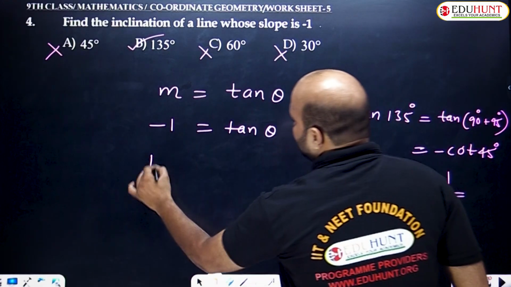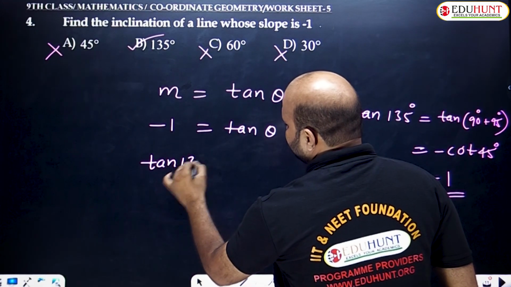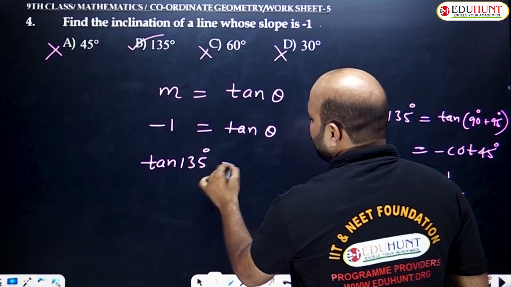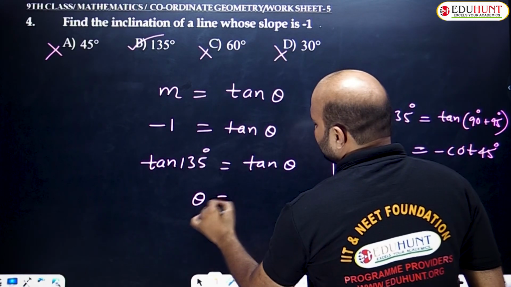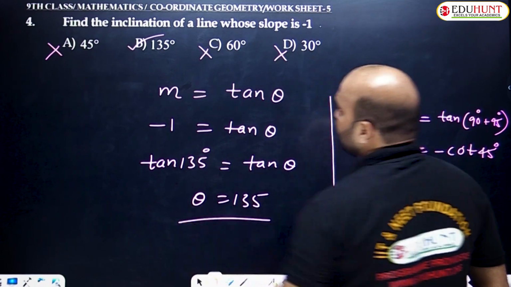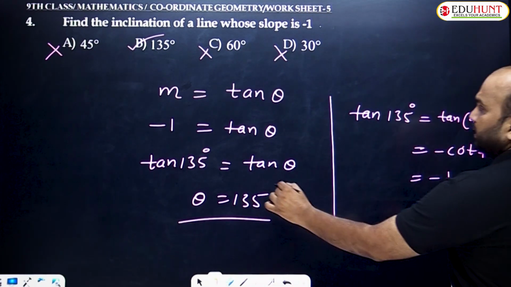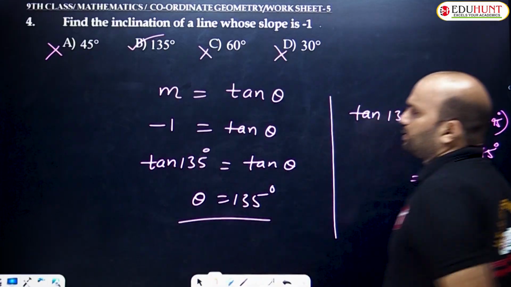So minus 1 is nothing but tan 135 degree, already verified, equal to tan theta. Therefore theta equals 135. So here theta is called inclination. So what is the theta value? 135 degree. Which option is the right answer? Option B is the right answer. Am I clear?